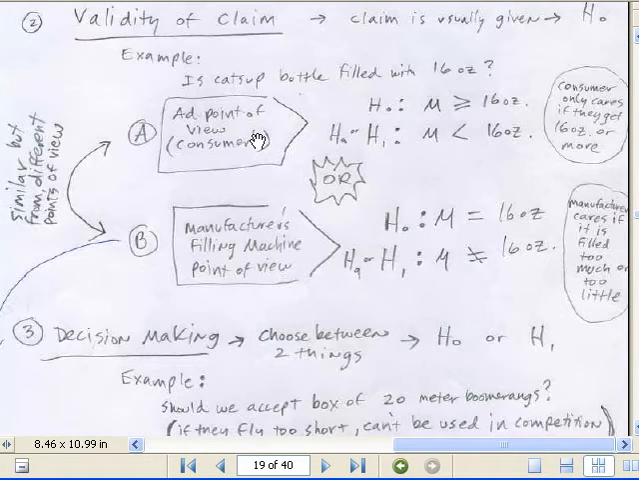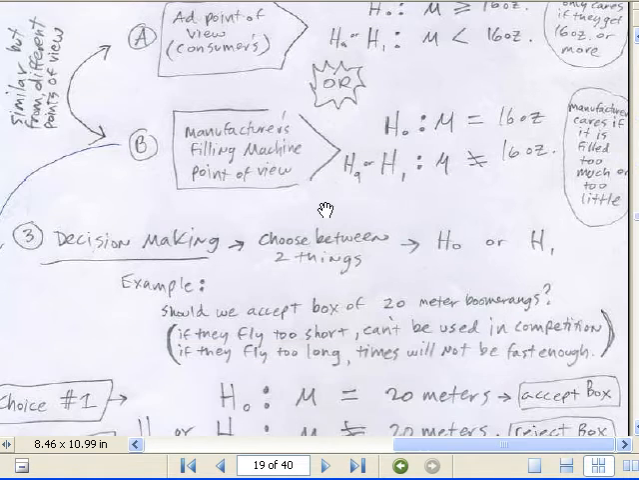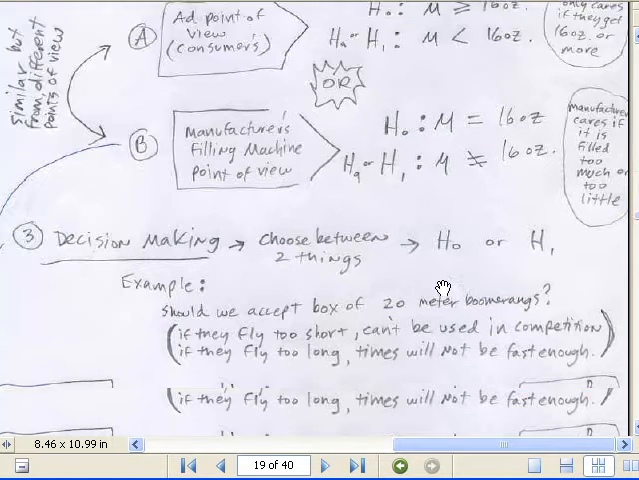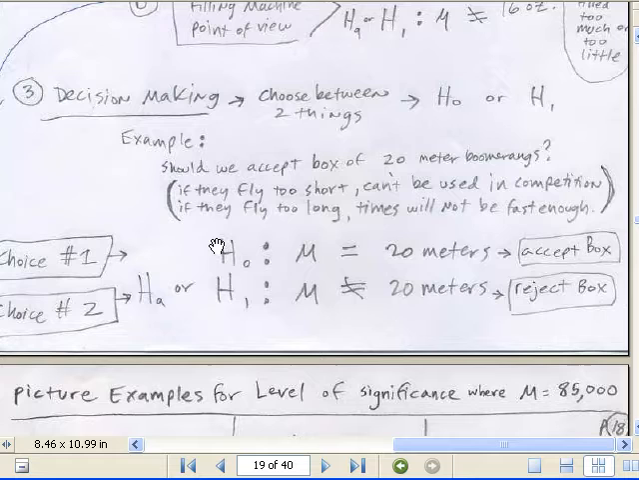But I put that one up here because this question right here depends on what point of view you're coming from and how you set up null and alternative. Decision making, another example. Should we accept a box of 20-meter boomerangs? Well, if it really matters whether the boomerangs are 20 meters or not, for example, in competition, if you have a boomerang that goes too far for some of the speed events, you wouldn't want it. If you had a boomerang that went too short, then you couldn't even use it in the event.